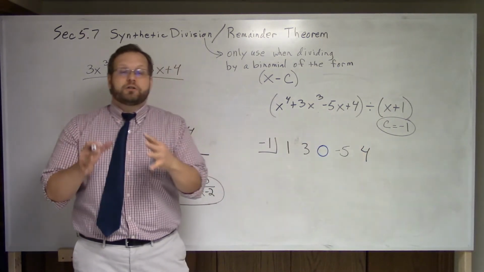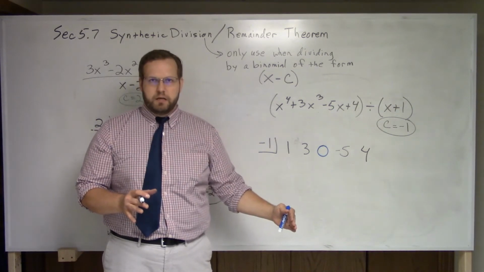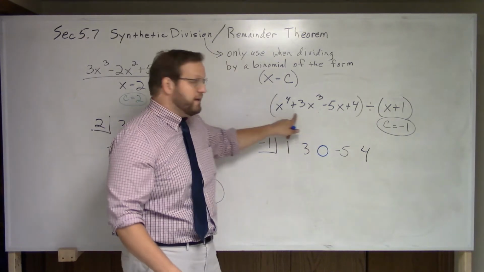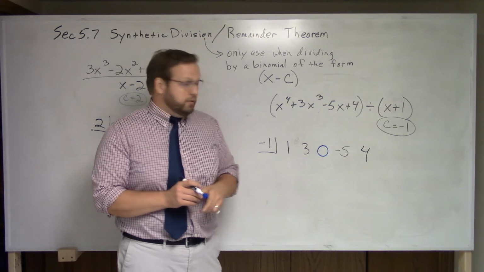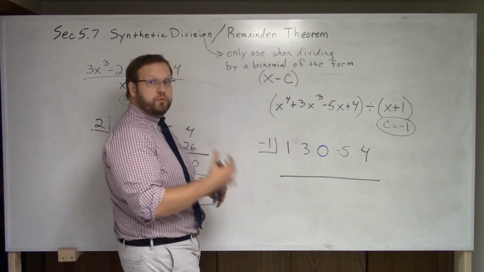So you can still catch it if you make that mistake, but you're not going to catch it until the very end. So try and remember, whenever you have a missing power of x, just like with long division, make sure you put that in. Okay? So I'm going to put that summation bar there, and then go through it again.